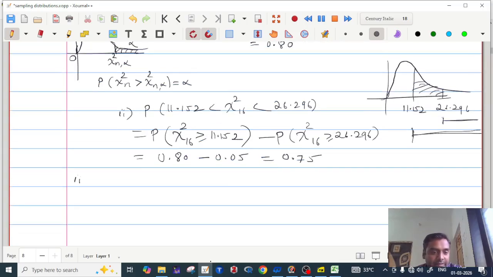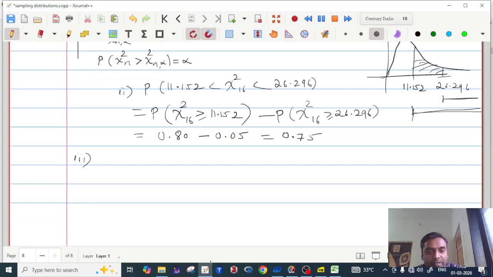The third one is the median. How to find the median? Median is nothing but the probability of chi-square 16 less than or equal to, or greater than or equal to, median equals 0.50. Just see this value from the statistical table.